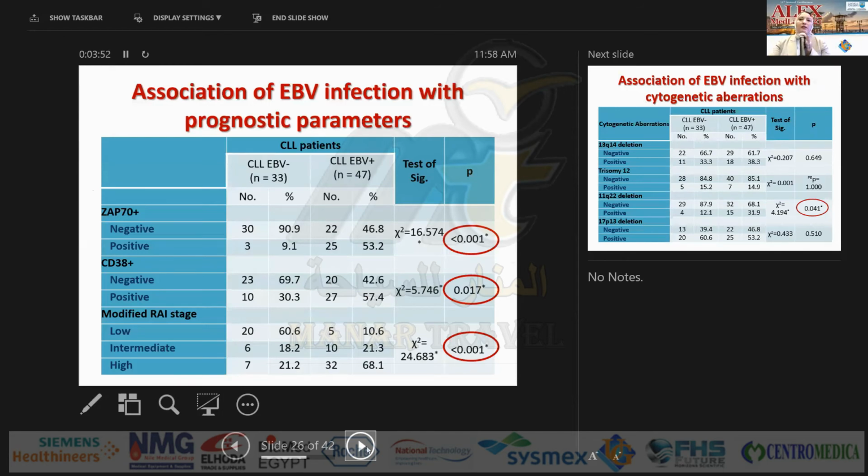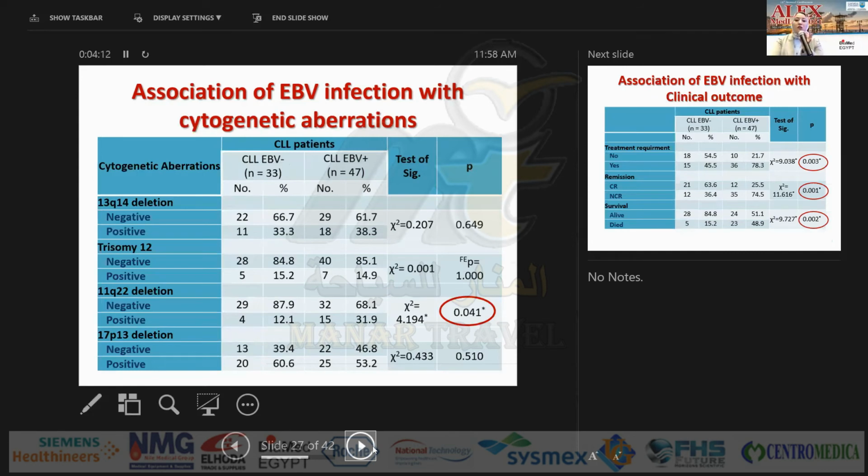Patients were categorized according to the EBV status into CLL patients with positive EBV and negative EBV. Patients with positive Epstein-Barr virus infection showed significant association with ZAP70 positivity, CD38 positivity, and higher categories of the modified Rai staging system. Regarding cytogenetic aberrations, there was a statistically significant association between Epstein-Barr virus positivity and ATM deletion.